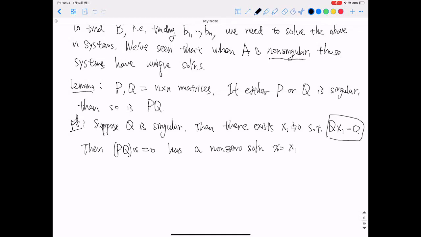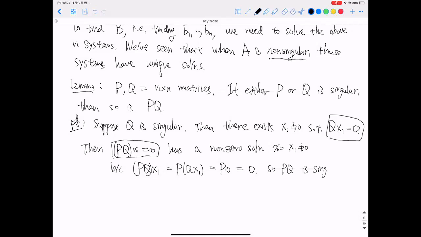x equals x1, because PQx1 is P(Qx1), which is P0 by our choice of x1, which is 0. Okay, now the system PQx equals 0 has a non-zero solution. That means PQ is singular.